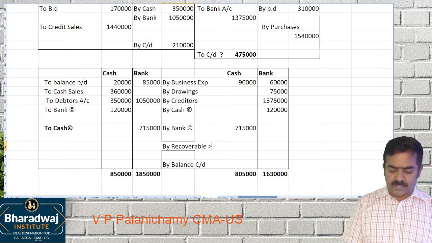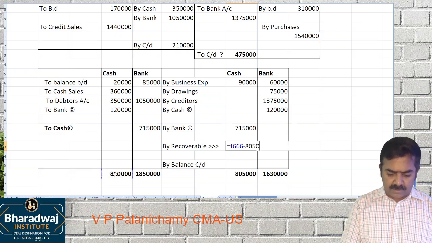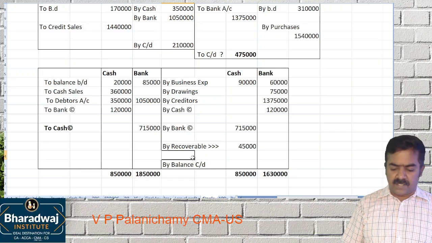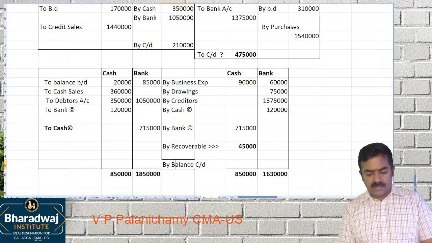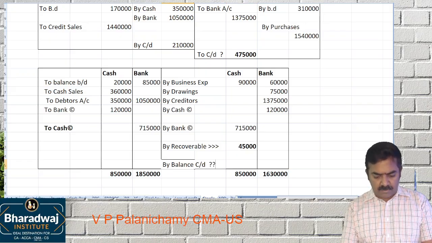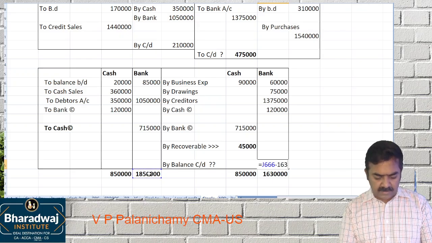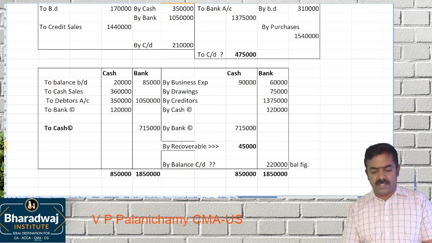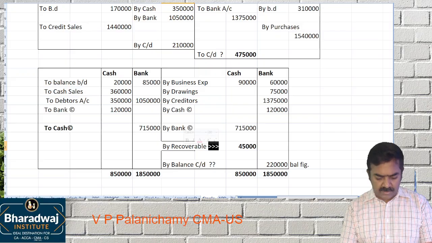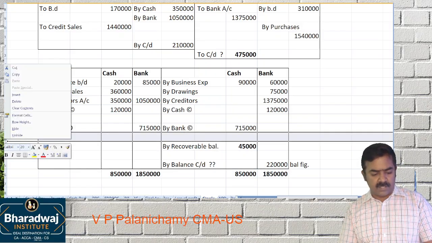The balancing figure in the cash column can be taken as what? Recoverable from cashier. The 8,50,000 debit total minus 8,05,000. The cash is missing, it is not lost. They ask you to take it as cash recoverable from the cashier. Then the bank balance will be taken as a balancing figure, 18,50,000 minus 16,30,000. Bank column, of course, is a normal bank balance.